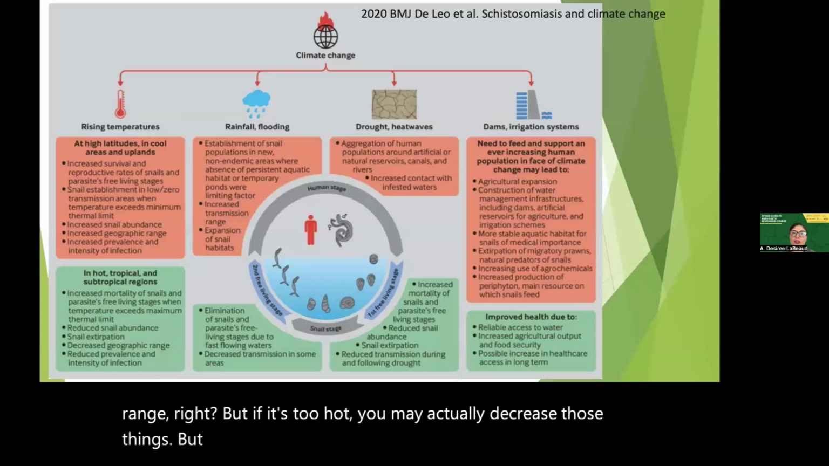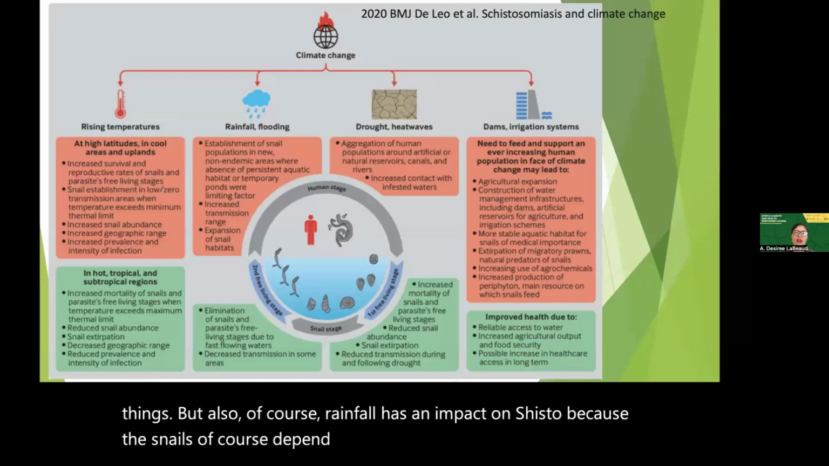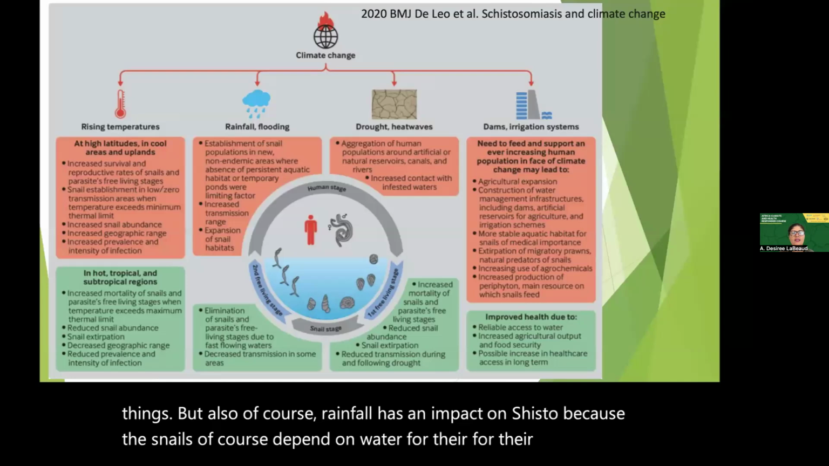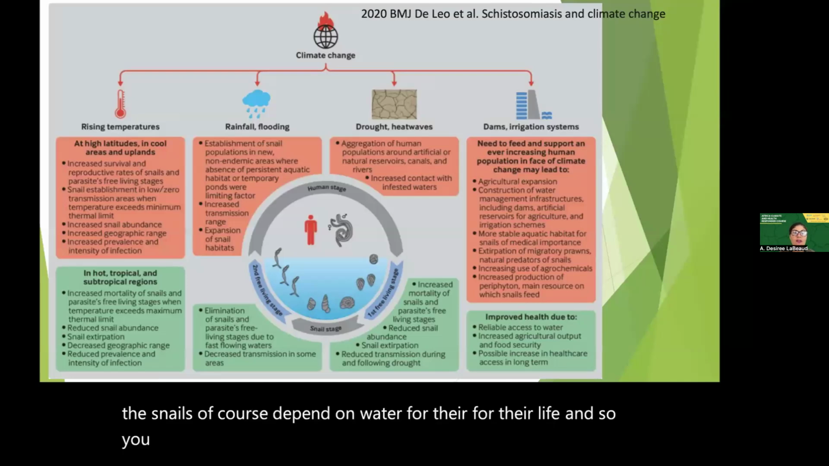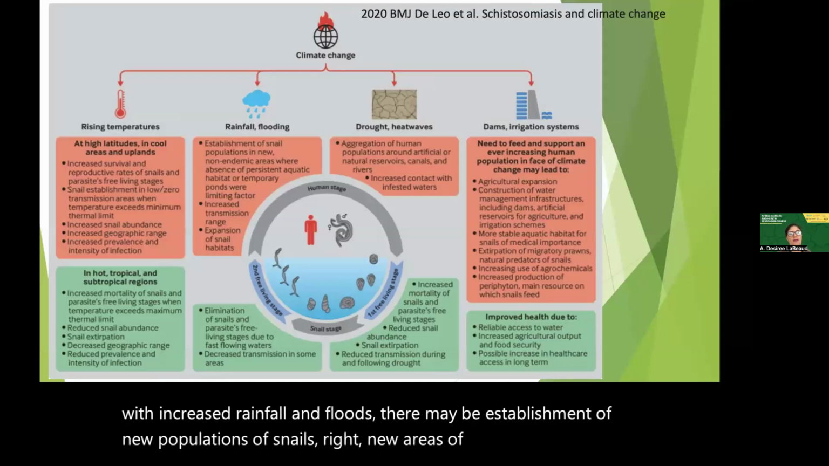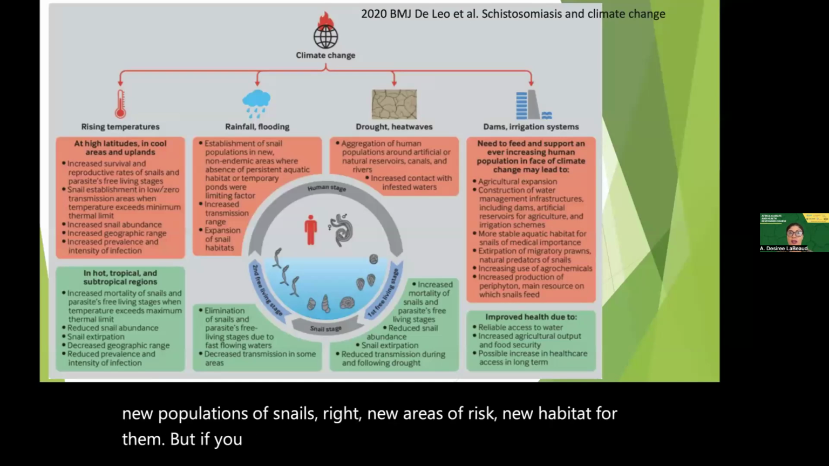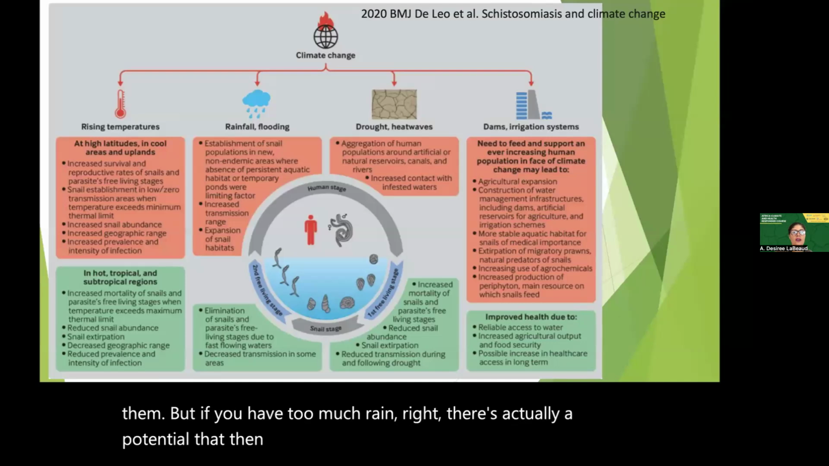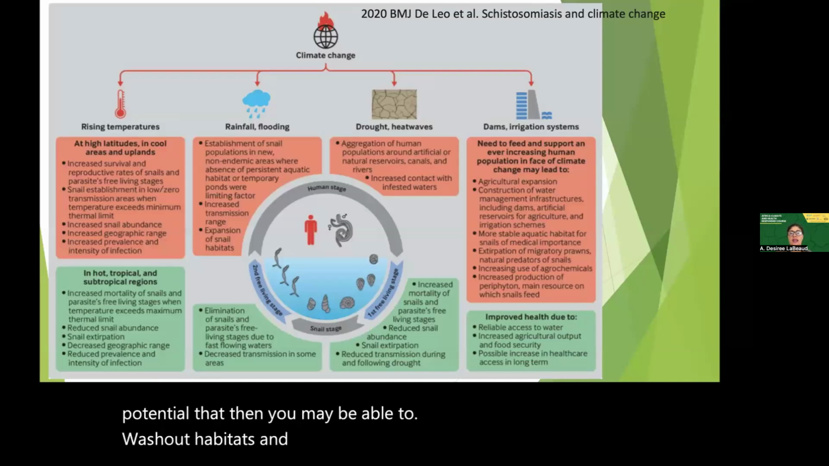But also, of course, rainfall has an impact on schisto because the snails depend on water for their life. And so, with increased rainfall and floods, there may be establishment of new populations of snails, right? New areas of risk, new habitat for them. But if you have too much rain, there's actually a potential that you may wash out habitats and eliminate snails because they don't like fast flowing water.